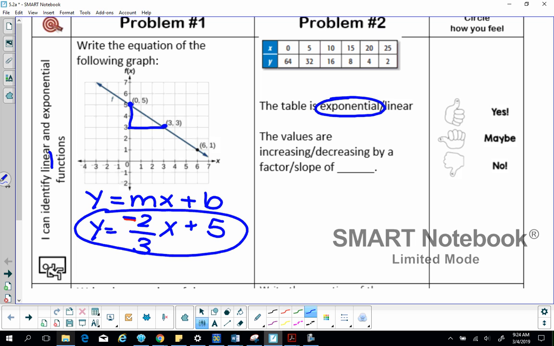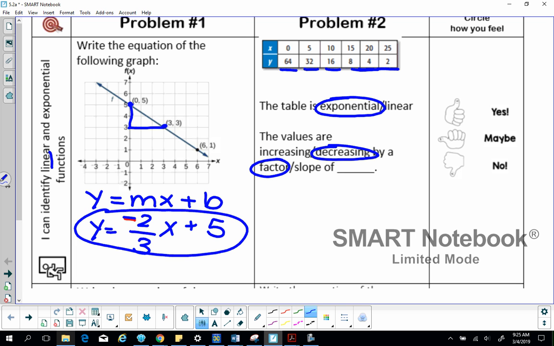Are the values increasing or decreasing? So 64 to 32, are they getting smaller or bigger? Smaller, so they're decreasing. And exponential, do exponential equations have a slope or a factor? A factor. How do I find my factor? Divide it. So you can figure out, okay, what is 2 divided by 4?